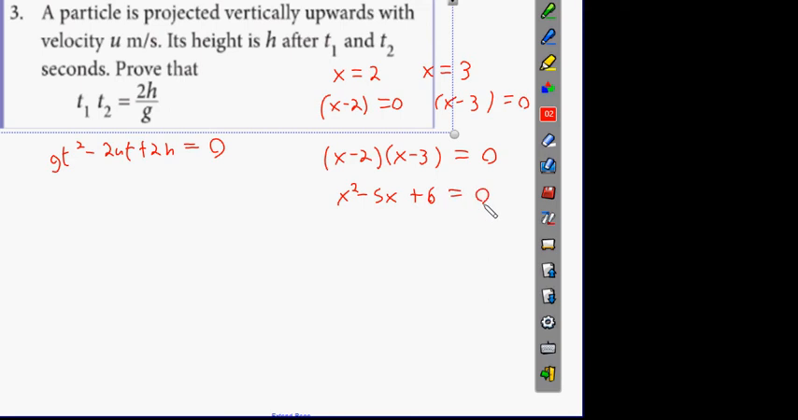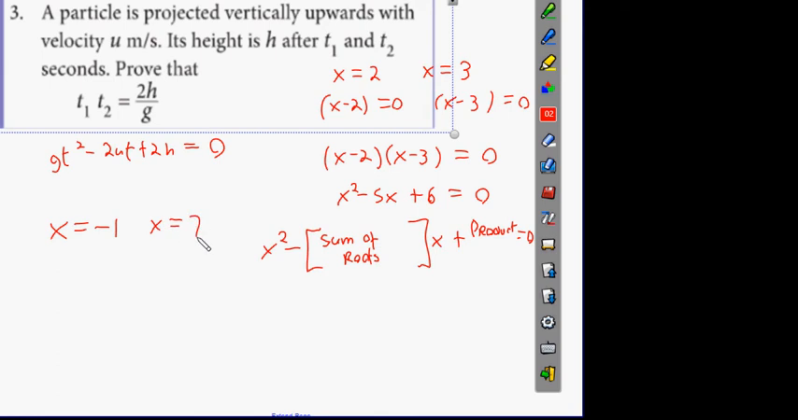Now, there's a generic rule for this. The generic rule is this. X squared minus brackets sum of your roots. Now what does sum of roots mean? Your roots are 2 and 3. When you add 2 and 3 together, you get 5. And then this part here is called plus product of your roots. What's the product of 2 multiplied by 3? 6.